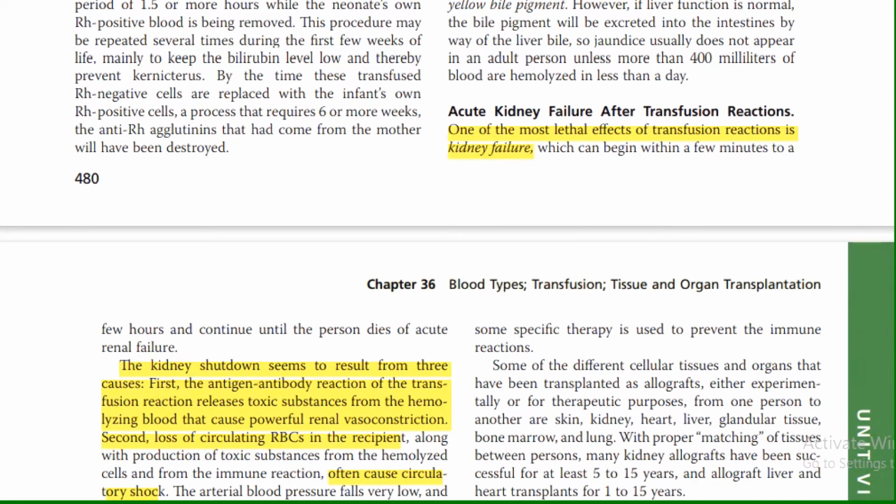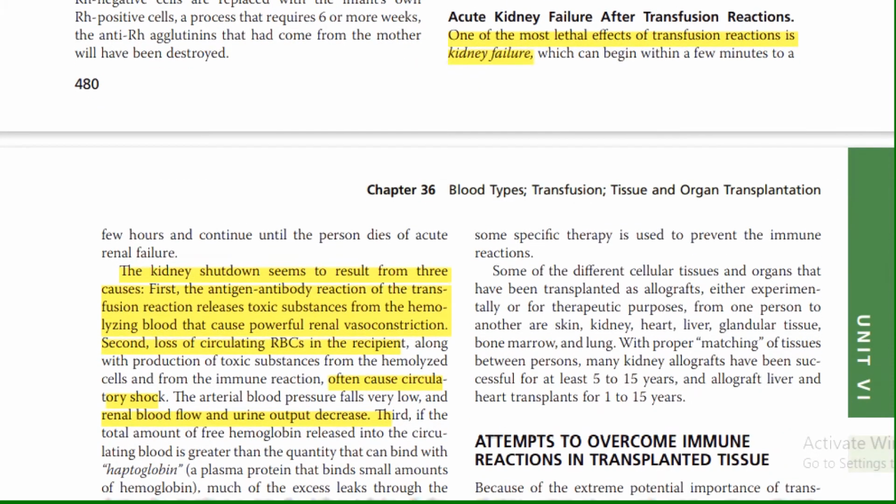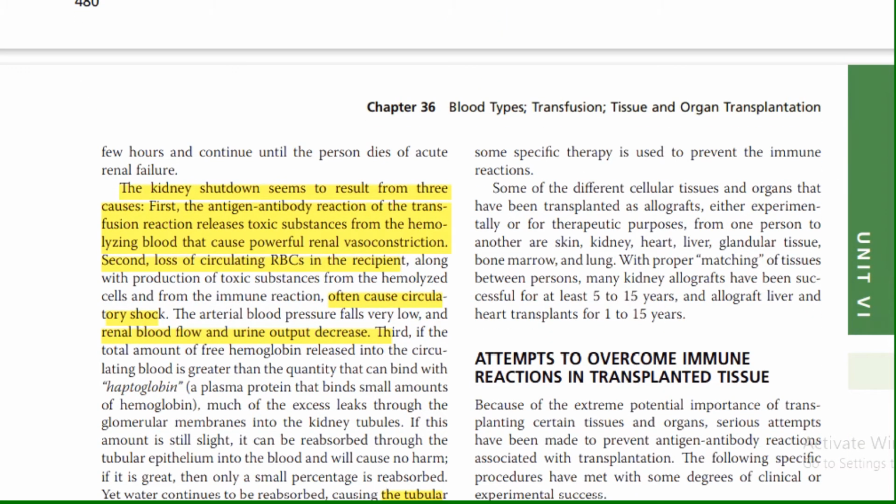Acute kidney failure after transfusion reaction. One of the most lethal effects of transfusion reaction is kidney failure. The kidney shutdown seems to result from three causes. First, the antigen-antibody reaction of the transfusion reaction releases toxic substances from the hemolyzed blood that cause powerful renal vasoconstriction. Second, loss of circulating RBCs in the recipient, along with production of toxic substances from hemolyzed cells and from the immune reaction, often causes circulatory shock.